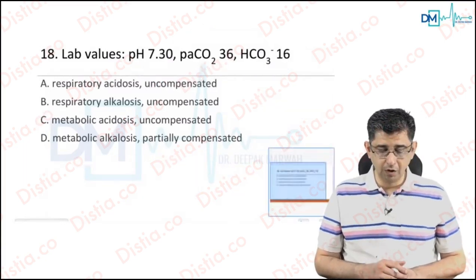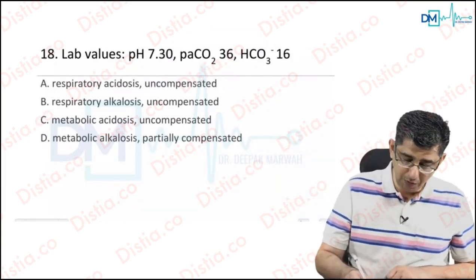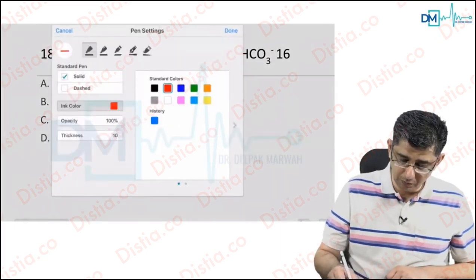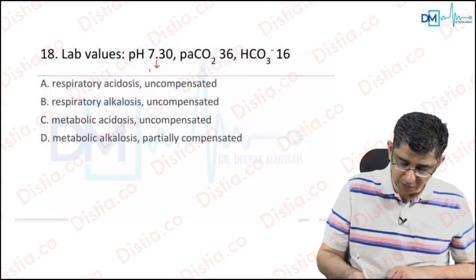Let's do another one. The patient is having a pH of 7.30. This tells you that this is an acidotic pH.